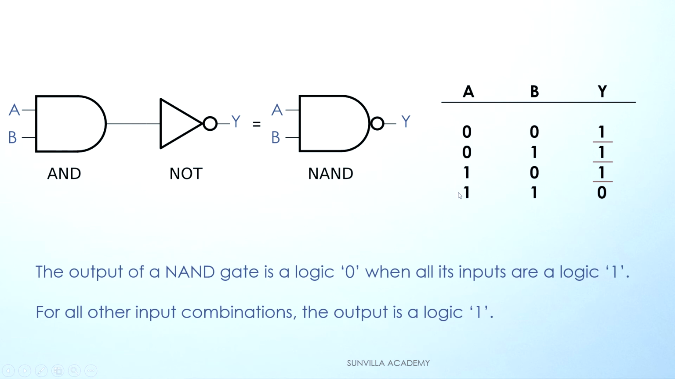Now, in case 4, A and B both are 1. Its AND gate output will also be 1 and inverse of 1 will be 0, which is true as Y here in the truth table is 0. You can simply remember it: when all the inputs are 1, NAND gate returns logic 0. But for other combinations, the output is logic 1.